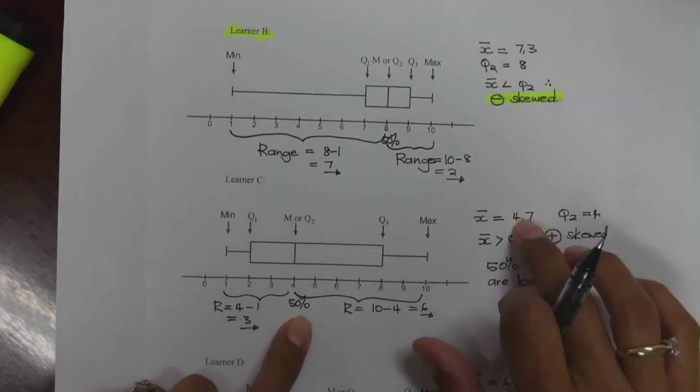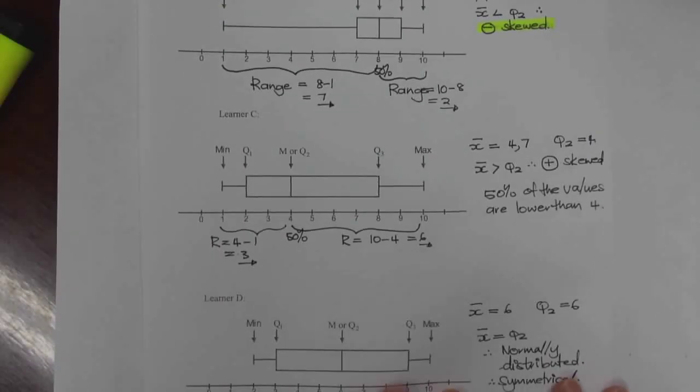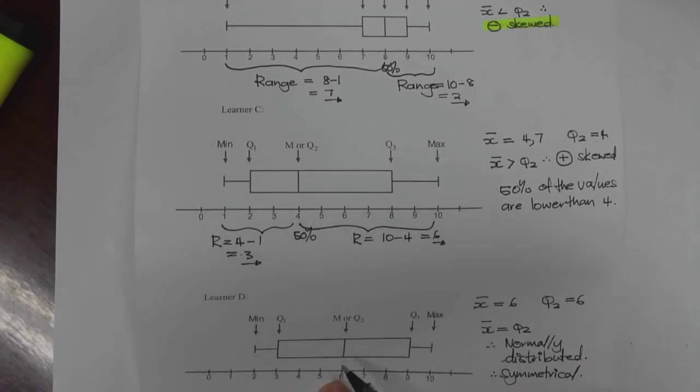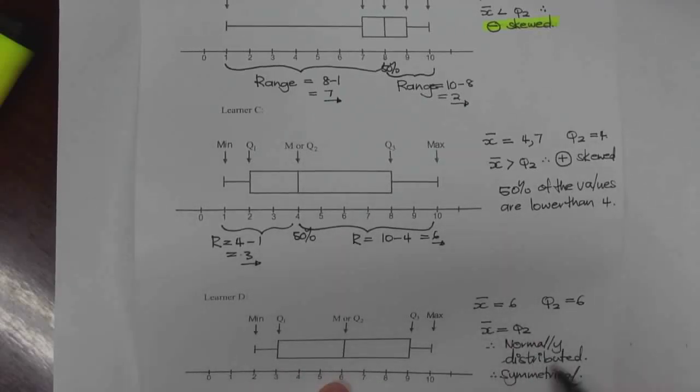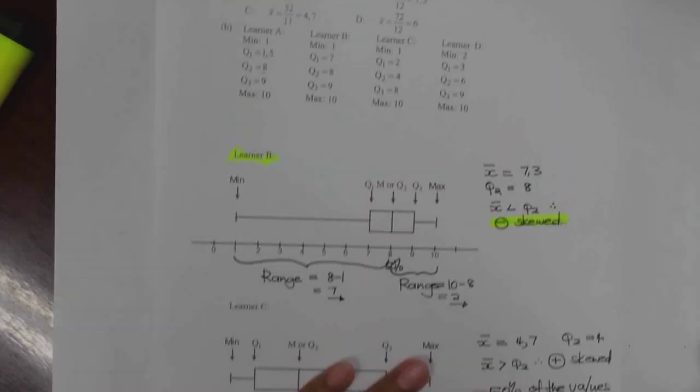Their mean is 4.7. So let's compare it to the rest. This is an equal distribution. So again, 50% of the values are above 60 or below 60. So this isn't even, so this can't be the worst performer. Let's look at learner B.